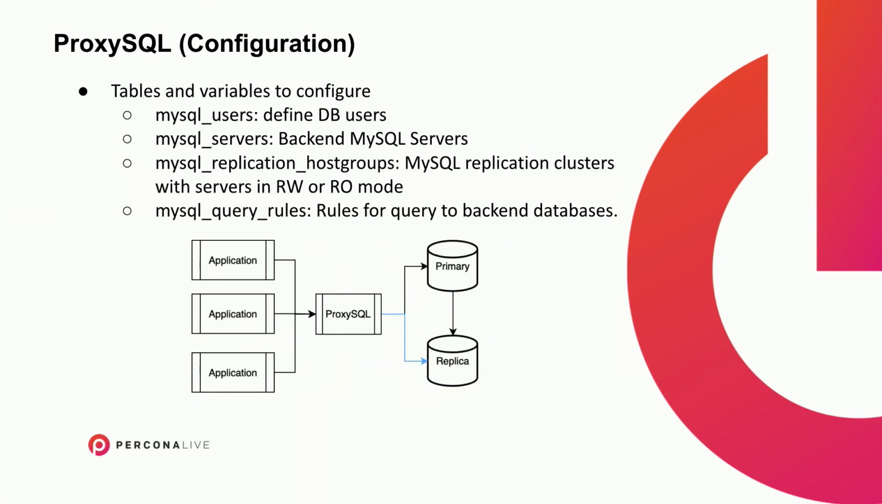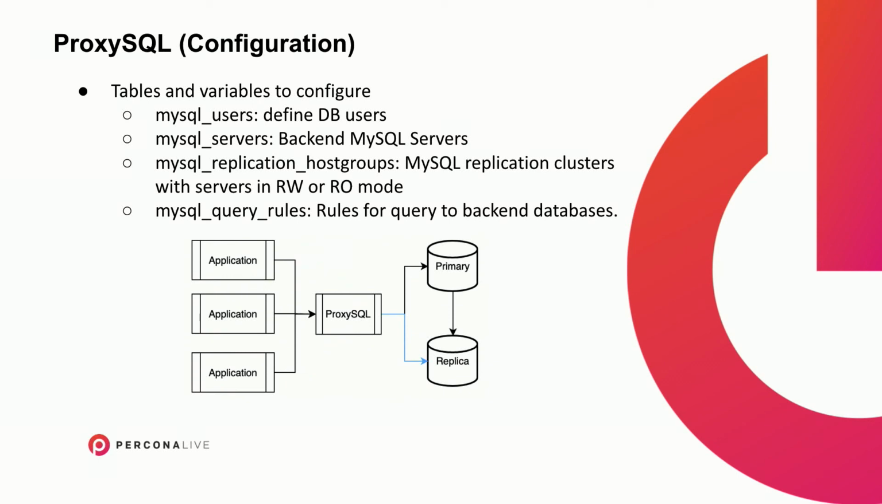ProxySQL configuration comes in 3 layers: memory, runtime, and then disk. We configure it in memory, we load it to runtime, and then once it is good, we save it to disk. These are the 4 tables that need to be configured in ProxySQL.